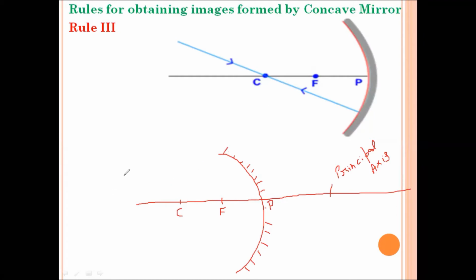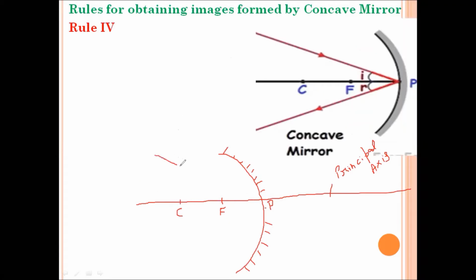Third rule states that if any ray passes through the center of curvature of a concave mirror, then it will retrace its path. Rule number 4 states that if any ray falls at the pole of the concave mirror, making an angle I, then it will reflect with angle R. Here, angle I is equal to angle R.